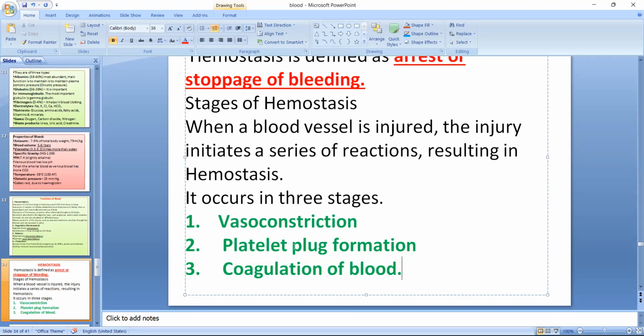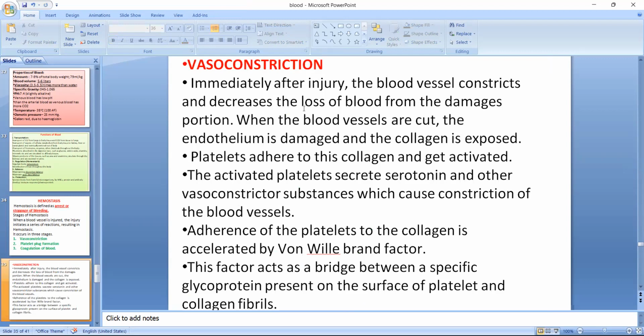Vasoconstriction, platelet plug formation, coagulation. Vasoconstriction: immediately after injury the blood vessel constricts and decreases the loss of blood from the damaged portion.